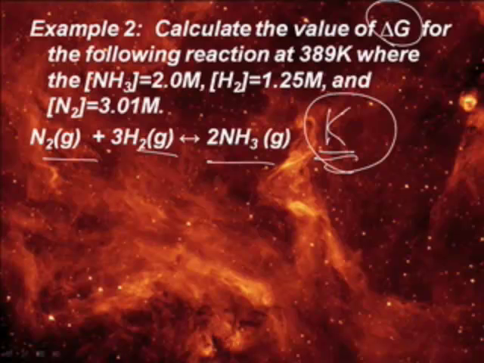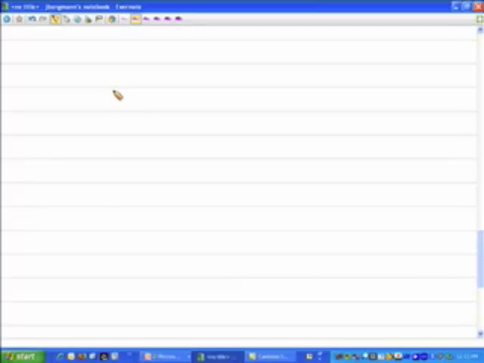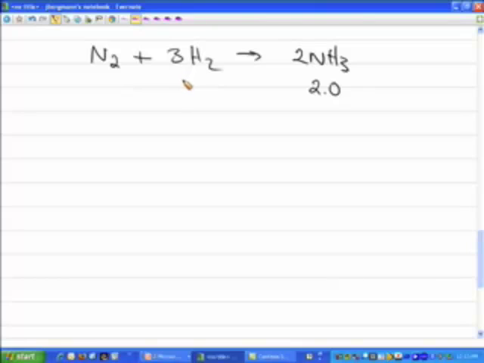Okay, so what we've got is the classic reaction, N2 plus 3H2 makes 2NH3. And it's at equilibrium, so we have 2 molar ammonia, and the hydrogen is 1.25 molar, and the nitrogen is 3.01. So the equilibrium constant, the K expression, would be the concentration of the ammonia.